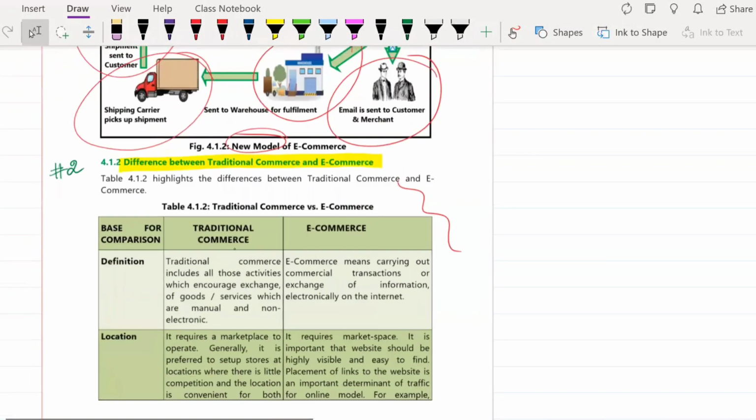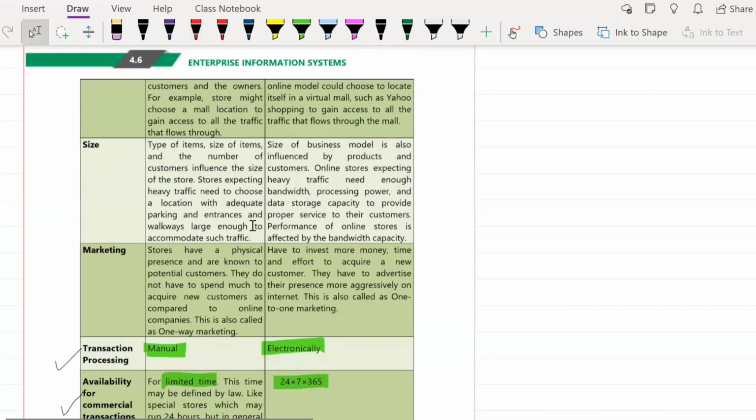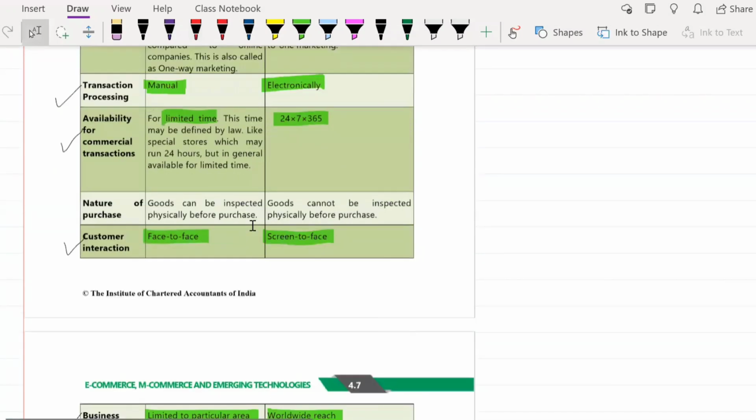Yes, okay, fine. So here they have given you the difference between traditional commerce and e-commerce. That means in olden days how business was run, and now that technology has come into place, how business is running. I will not tell you all of these, just 4 or 5, and you can remember those. If you remember 5 to 6, it's enough.